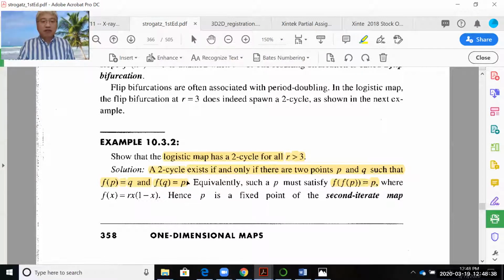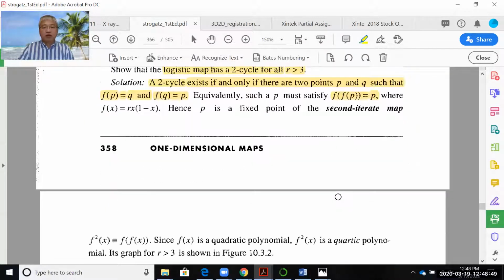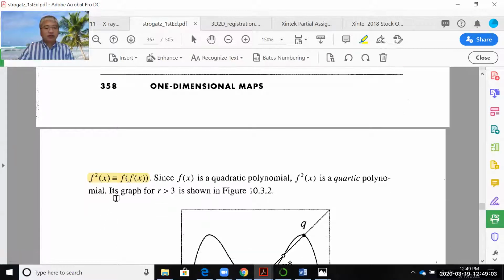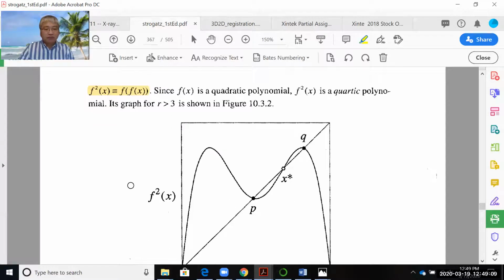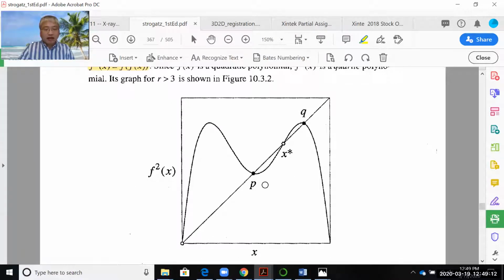So therefore P and Q are actually fixed points of the f square map, or what we call the second iterative map. Here's a shorthand notation: basically we map twice, we just write f square map. Now, if we plot this function, the f square map, you notice that once r is greater than 3, you develop these two fixed points, which are P and Q.